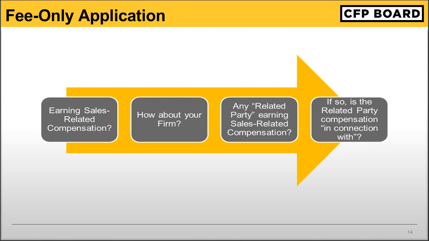What about your firm? If the answer is yes, then again, you can't say fee only. Then you look at related parties. Are they earning it? That's the first part of that question. If the answer is yes, take a look at, is that related party compensation in connection with services that the CFP professional or the CFP professional's firm is providing. So that's a flow chart that helps walk through the fee-only application.